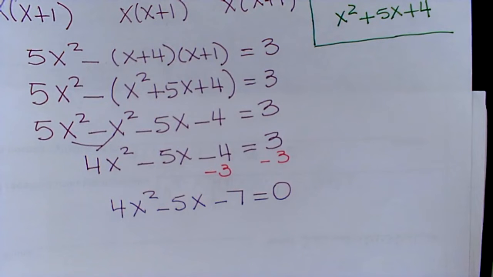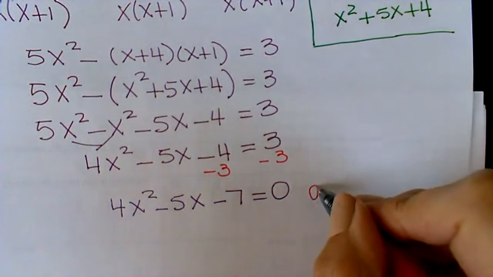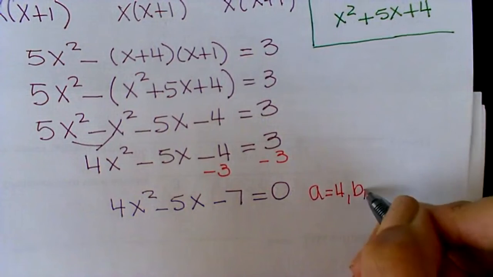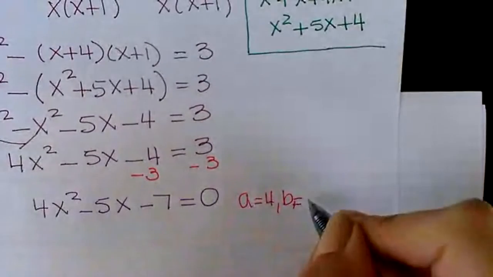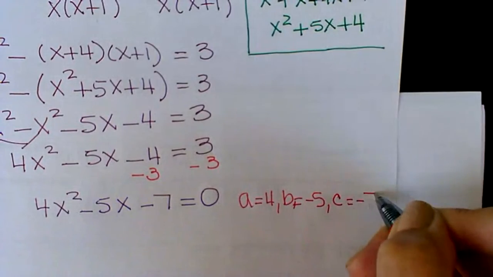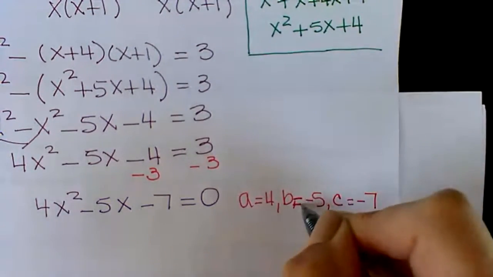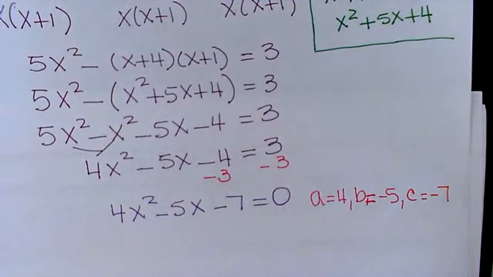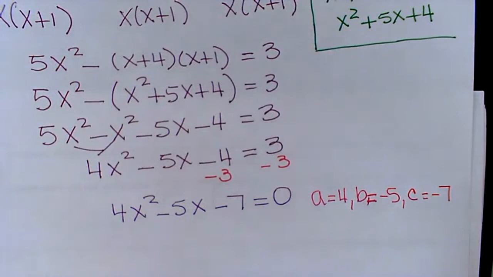Now, we cannot factor this polynomial, so we're going to have to use the quadratic formula. a is equal to 4, b is equal to -5, and c is equal to -7. Go ahead and do it.